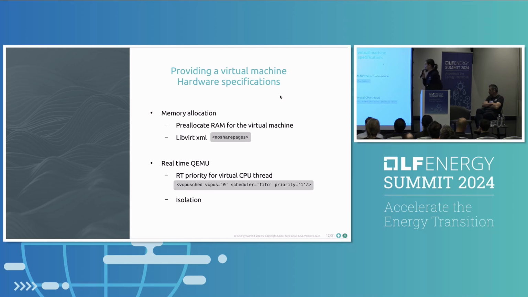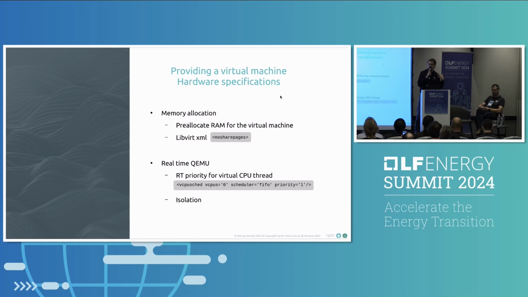I can give two examples to be more precise on what we do on SEAPATH, what we advise on SEAPATH regarding the hardware specification. The first is about memory allocation. Because we need to be deterministic, not really fast and efficient, but deterministic, we want to pre-allocate the RAM of the virtual machines at start.